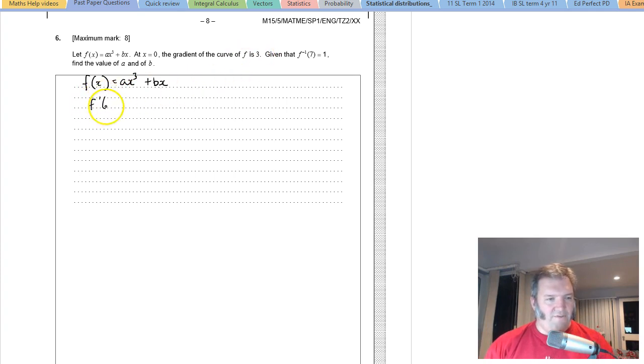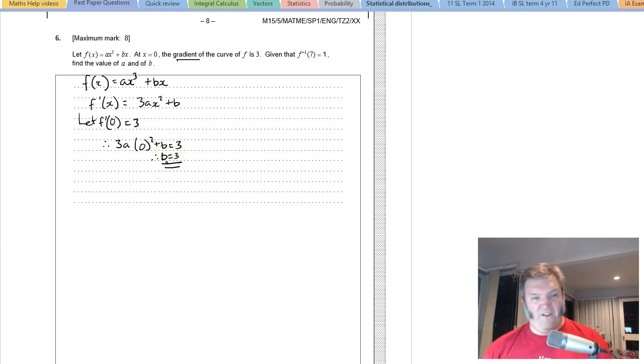So f dash of x, let's do that first of all, because they're talking about the gradient, so you relate that to the derivative, because that's what it is, or a rate of change. So the derivative of this is going to be 3ax squared plus b, and then we let f dash of 0 equal 3. What does that mean? It means 3a times 0 squared plus b equals 3. So obviously b equals 3.